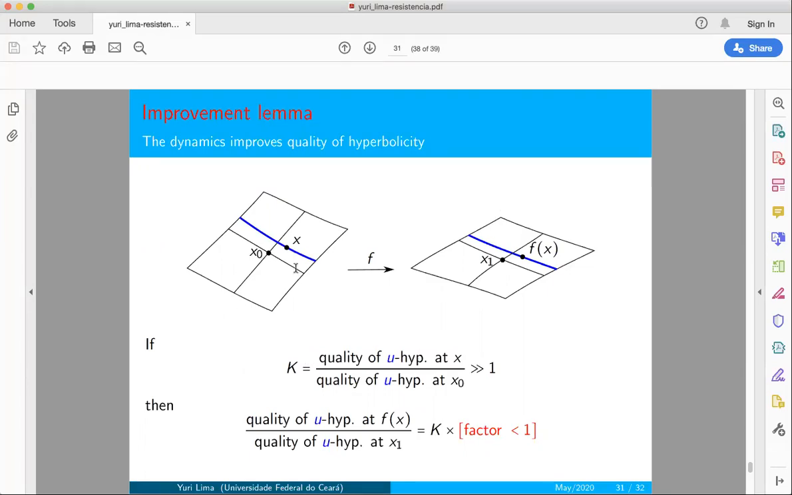It says that if the quality of hyperbolicity at x divided by the quality of hyperbolicity at x0 is very big, so there is a big variation, then after you apply the map, things get stretched, things get more regular, and then the quality of hyperbolicity of the new point divided by the quality of hyperbolicity of the next center of the chart diminishes by a factor which is actually smaller than 1. So you would expect that if you apply this many times, then this quality of hyperbolicity will be very comparable between the point and the center of the chart.